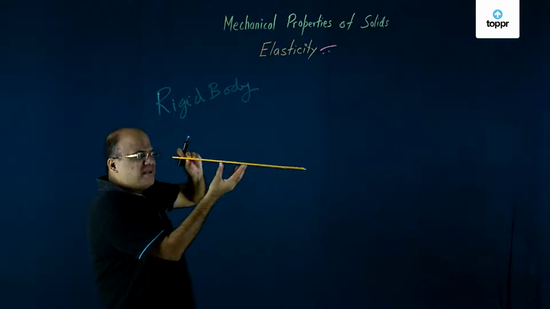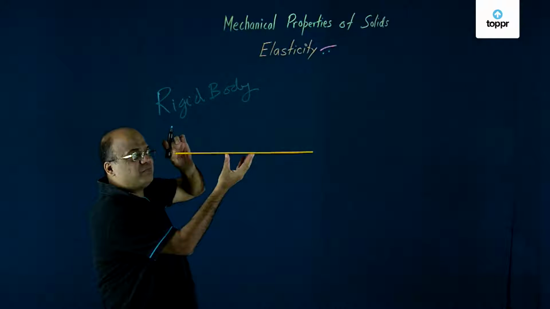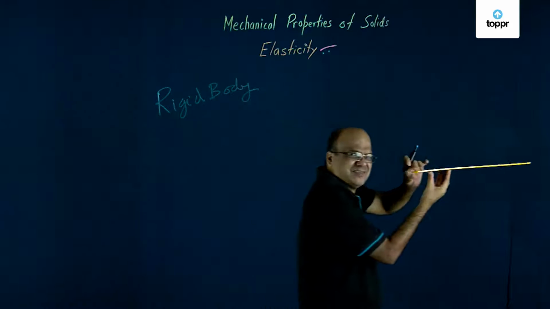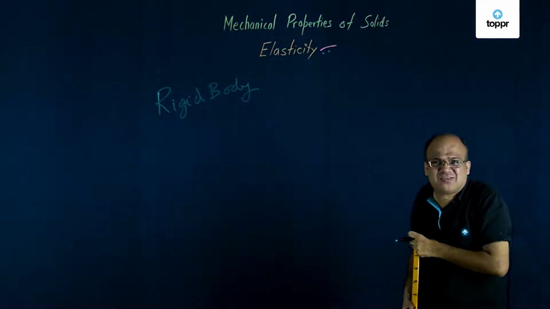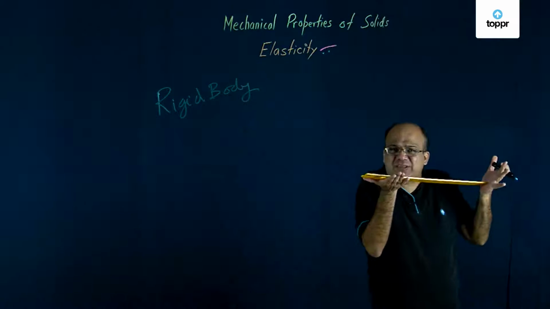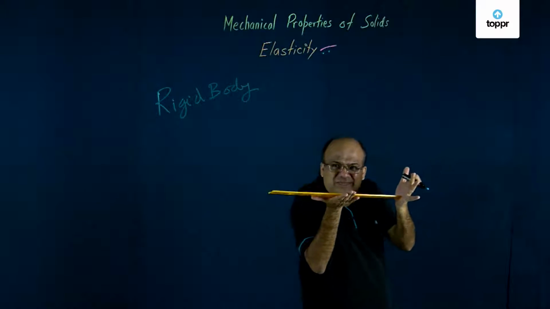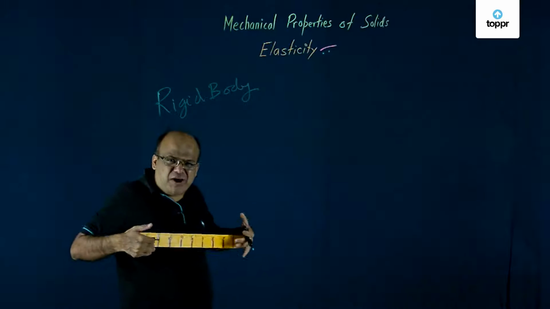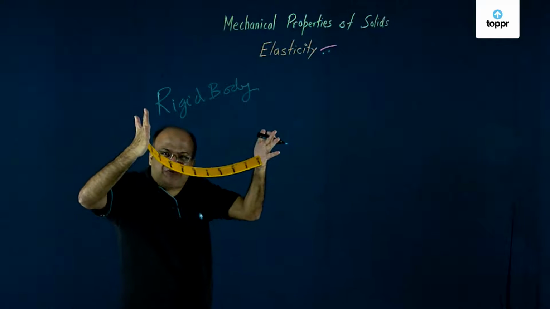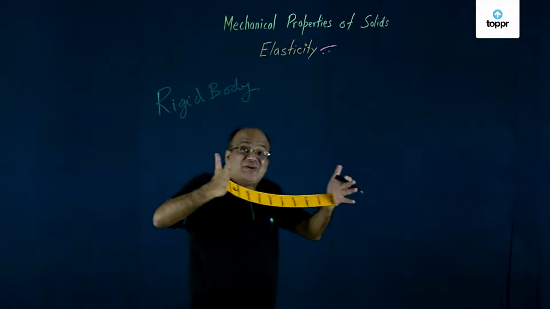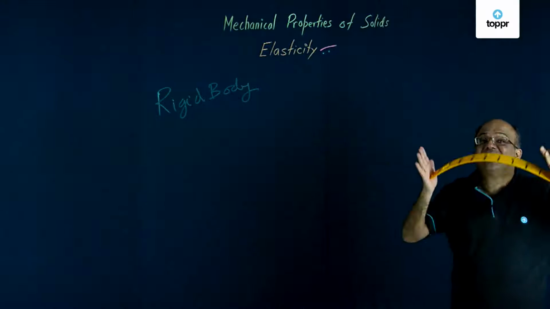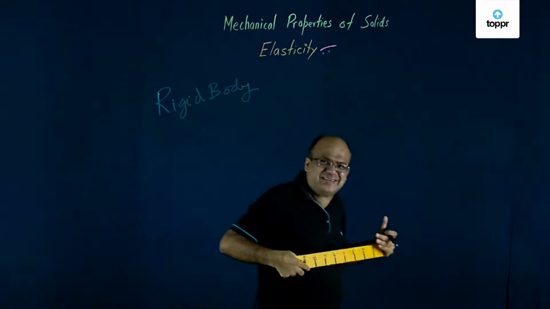If we apply an unbalanced force to a solid body, the body accelerates. This is what Newton's second law tells us. In fact, the first law also tells us the same thing. Right? An external unbalanced force can accelerate a body. But if we apply balanced forces, equal and opposite forces like this, the solid body gets deformed.